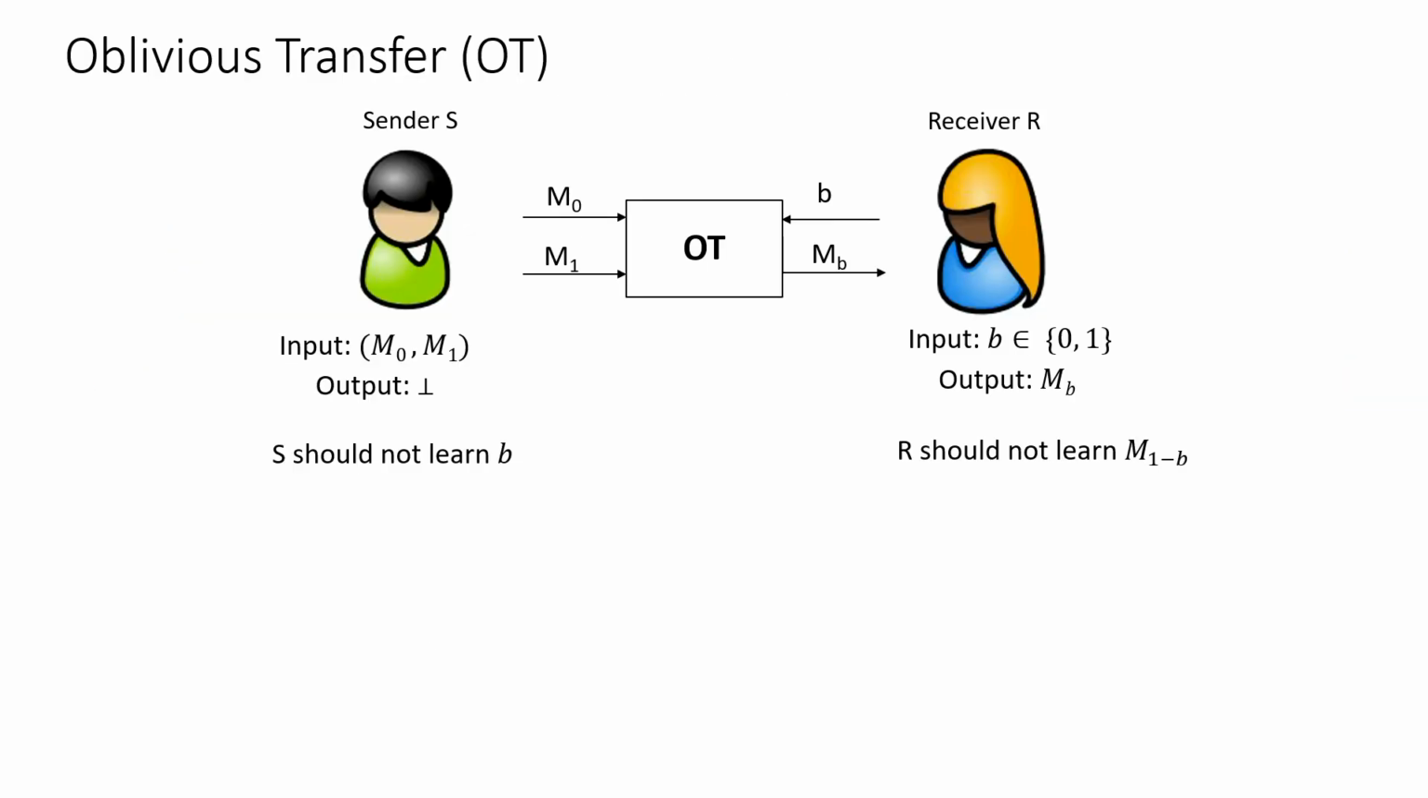So let us begin by looking at what Oblivious Transfer is. Oblivious Transfer is a fundamental cryptographic primitive that is used in most secure computation protocols. So here we have a sender and a receiver. The sender has two inputs, M0 and M1, and the receiver has a choice bit B. At the end of the protocol, we want the receiver to learn the secret M sub B, and the security asks that the sender does not learn the receiver's choice bit, and the receiver should learn nothing about the other secret of the sender.